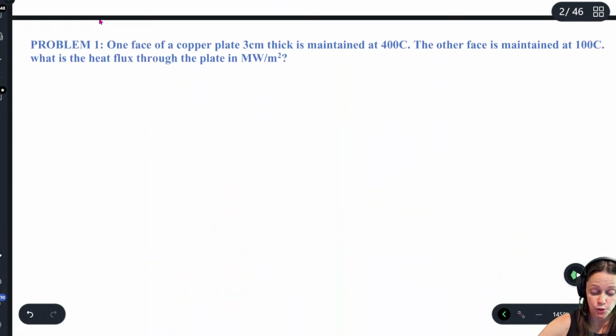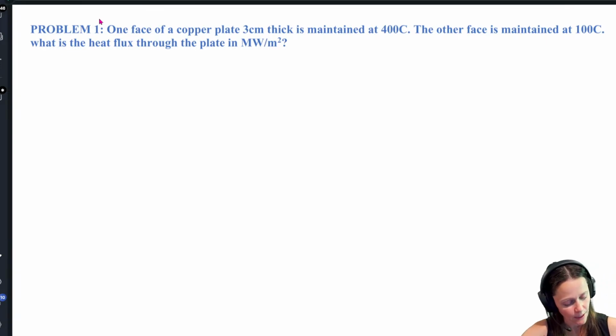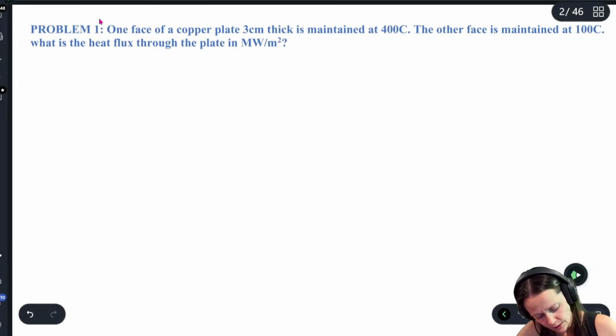All right, so problem 1, we have a copper plate that is 3 centimeters thick. One face is maintained at 400 degrees, the other face is maintained at 100 degrees Celsius. What's the heat flux through the plate in megawatts per meter squared? Heat flux would be Q with a little double prime, the one in units of watts per meter squared, or in this case, megawatts per meter squared. So it's Q over A. Just pay attention to your units there.